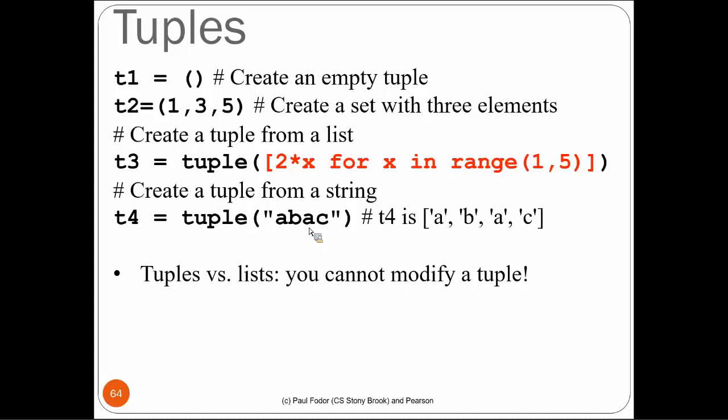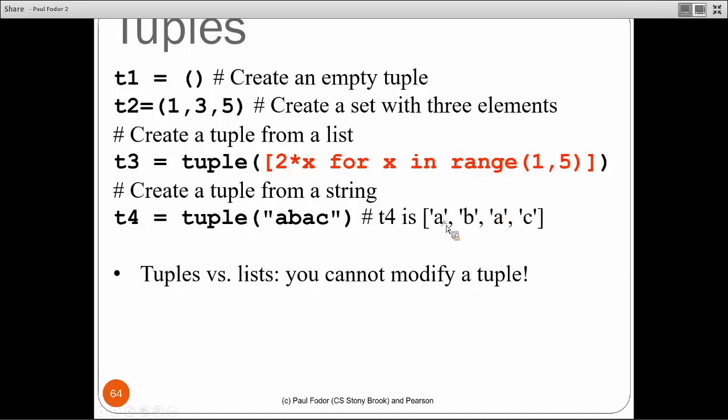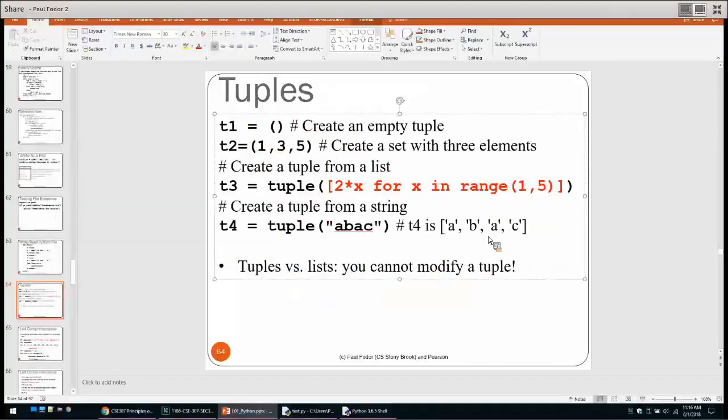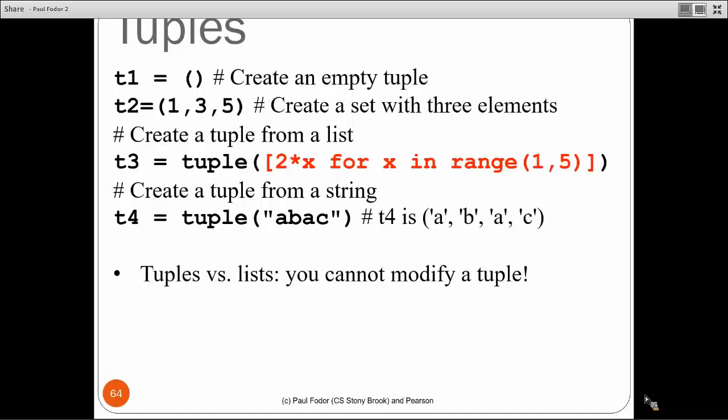You can also create a tuple out of a string by actually getting the list of characters in that tuple. Now there is a typo in this case. This is really a tuple, it's not a list. So we should use them as tuples. Okay, great. So tuples are different than lists in the fact that you cannot modify a tuple.